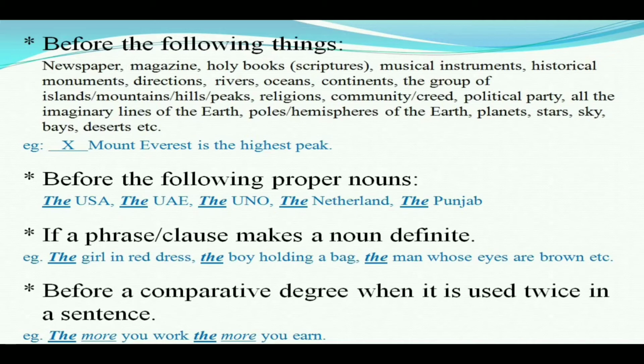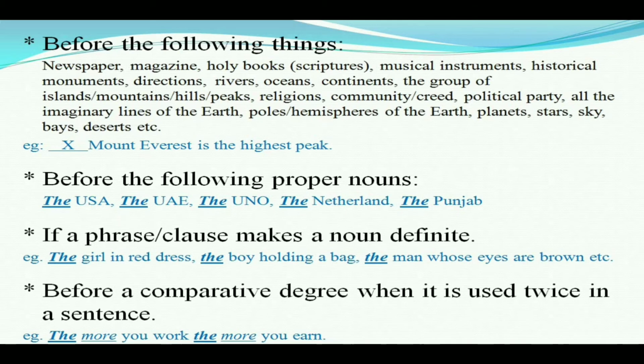Now, the next point: if a phrase or clause makes a noun definite, meaning if a noun is followed by a phrase or clause which makes it definite, in that case we use the before that noun. For an example, the girl in red dress. Here, the phrase in red dress makes this girl definite, that I'm talking about this particular girl who is wearing red dress. So, in that case, when a phrase or clause makes a noun definite, we use the before such nouns.